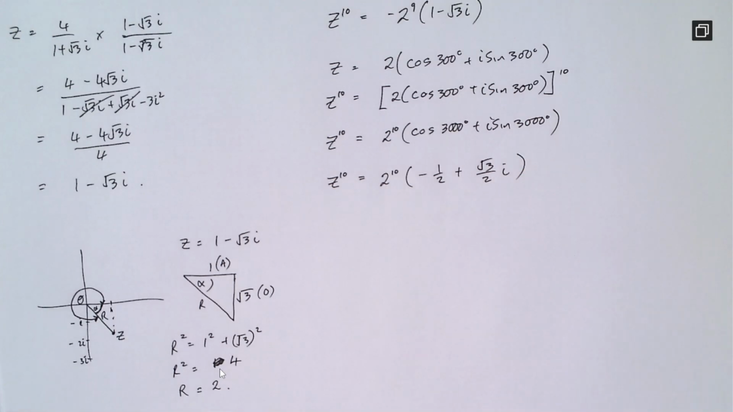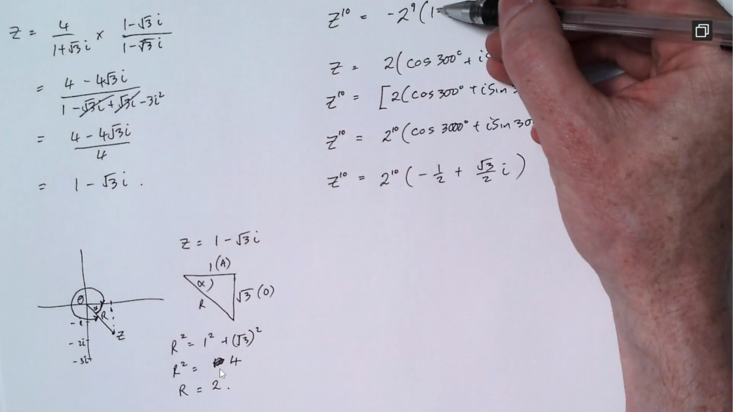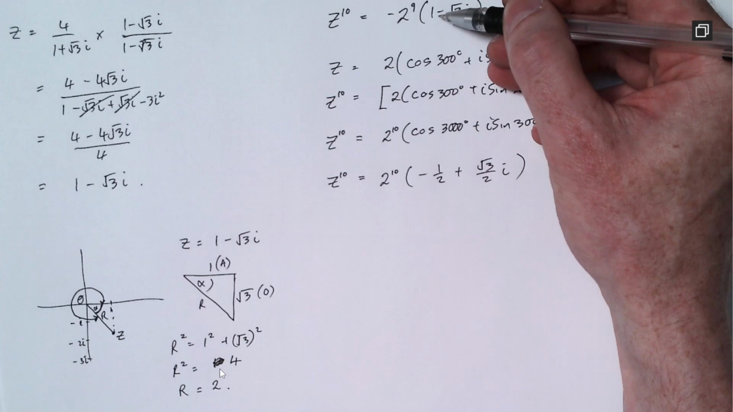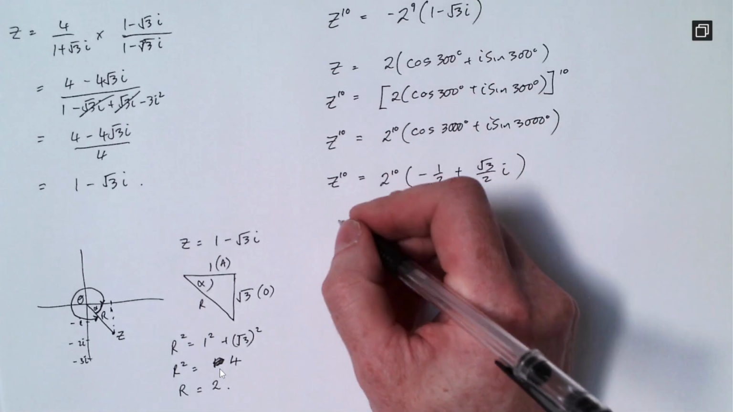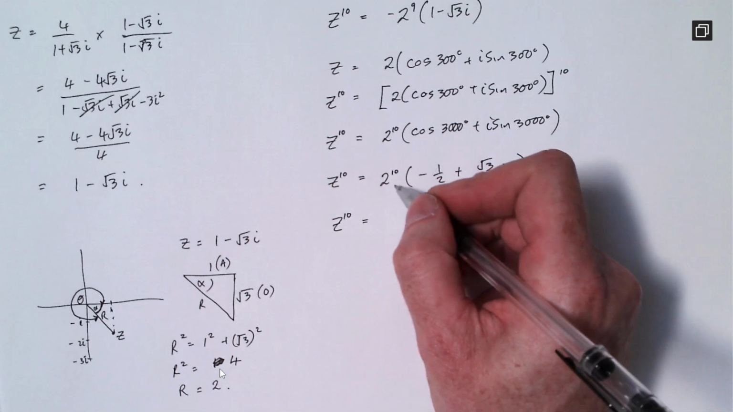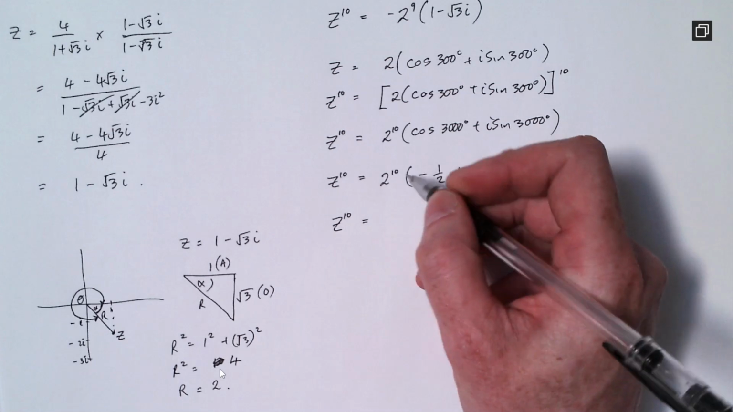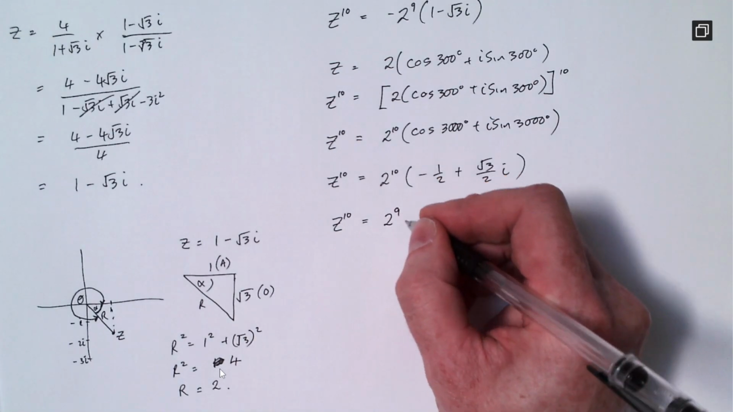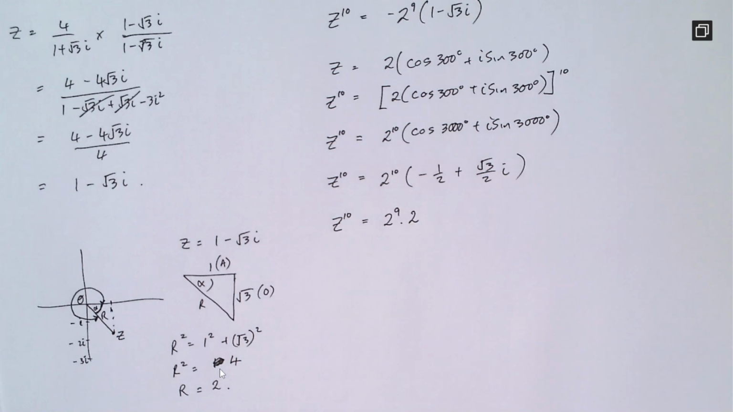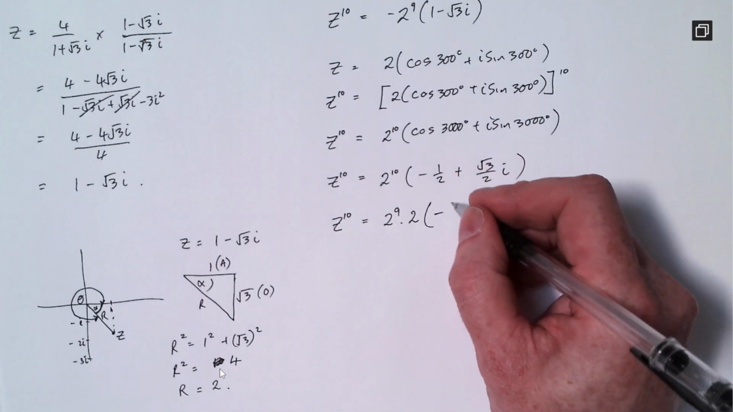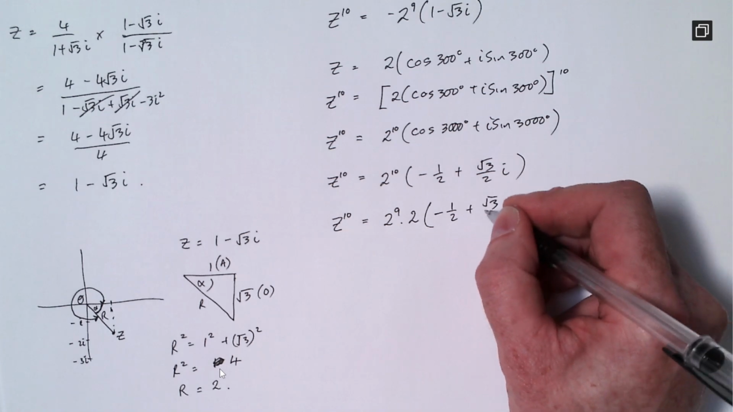Now, using the formula, 2 to the power of 9 times (cos of 5 pi over 6 plus square root of 3 over 2 i). Which is okay, because that's 2 to the power of 10. So 2 to the power of 9 bracket minus root 3 over 2 plus square root 3 over 2 i.